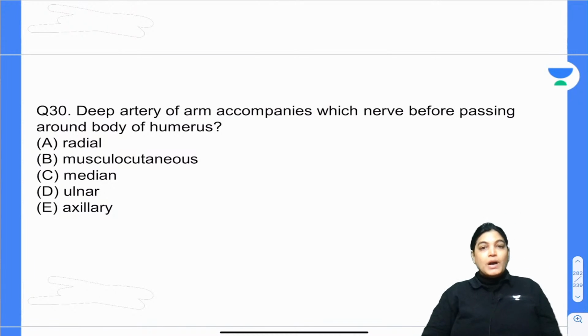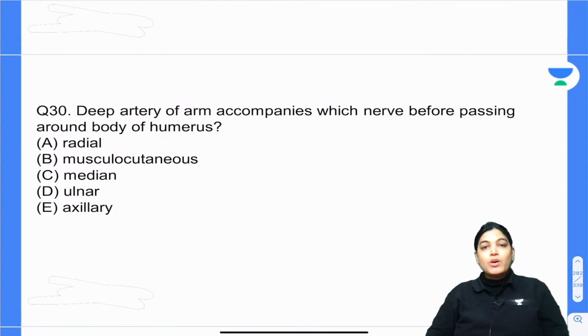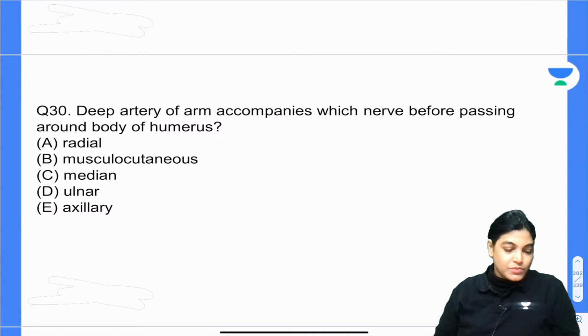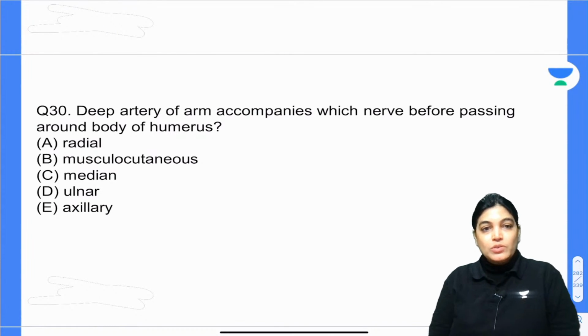Deep artery of arm accompanies which nerve before passing around the body of humerus, whether it is radial, whether it is musculocutaneous, whether it is median, ulnar or axillary.